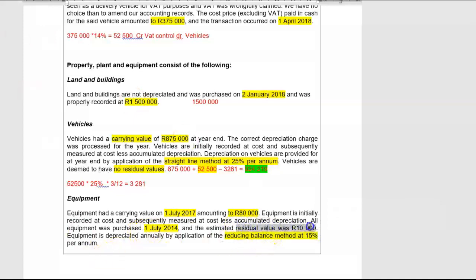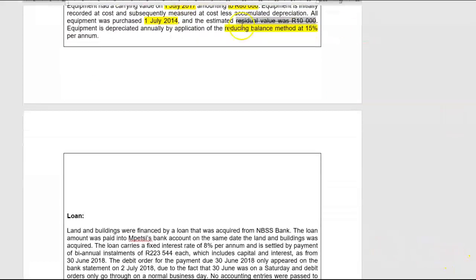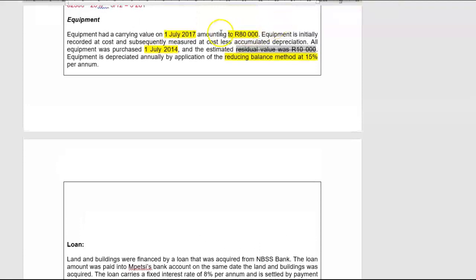Therefore, I'm going to ignore my estimated residual value. Why? Because that estimated residual value has already been discounted into the 15% per annum that I am going to use. Now, they just give us the carrying value as at that date, so therefore, at the beginning of the year. So we still have to calculate our carrying value at the end of the year.